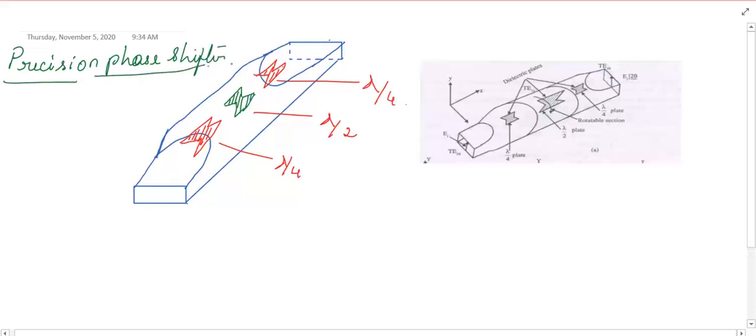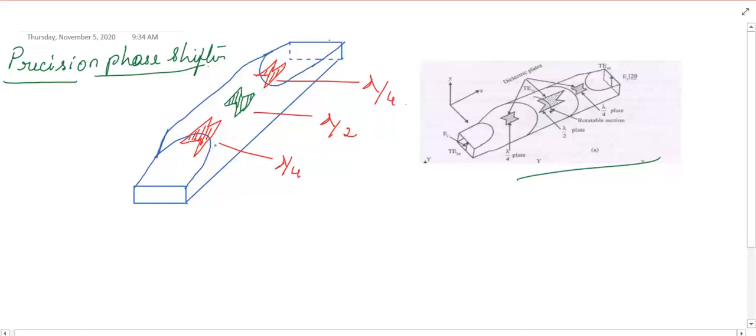So whenever it is a precision attenuator or a precision phase shifter, the diagram looks similar. This is the diagram you can use, which I had tried to draw here. It's not that neat. Two rectangular waveguides on both the ends, and in the middle it should be a coaxial one or a circular waveguide, I can say.